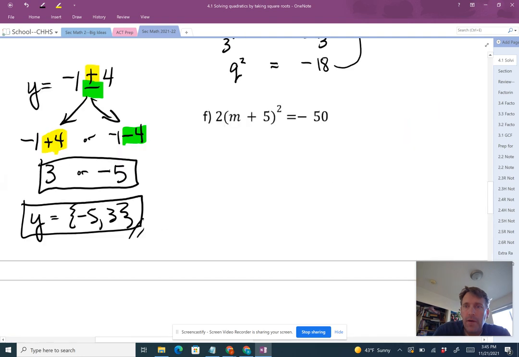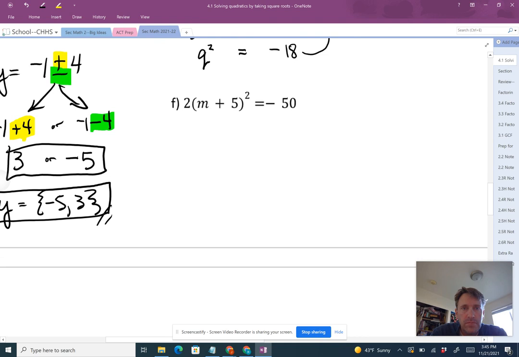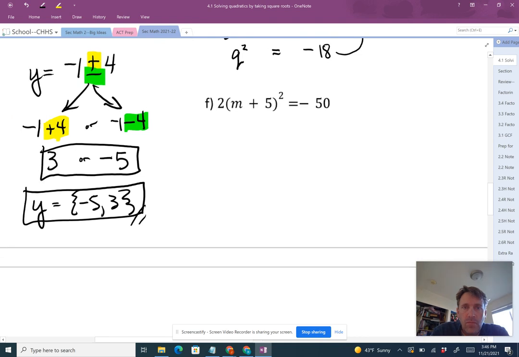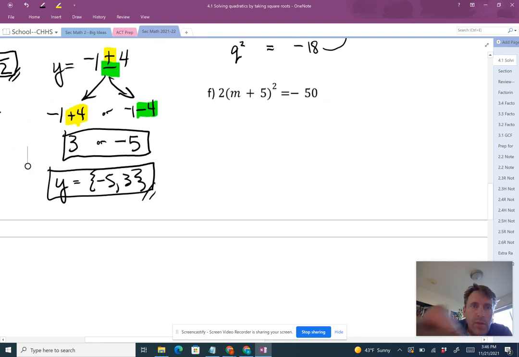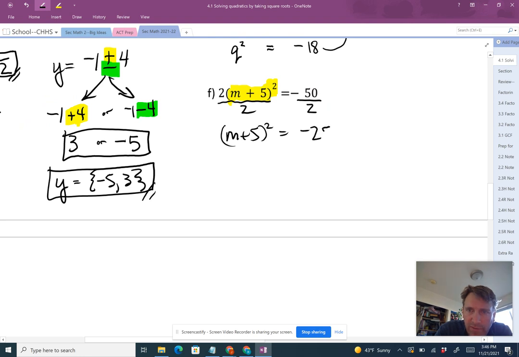And then finally F. We've got our part that is inside the square. The squared part is just this part that I've highlighted, just m plus 5 quantity squared. So we need to get rid of that 2, and it's multiplying the parentheses. So the opposite of multiplying by 2 is divide by 2. So we divide both sides by 2 and we get m plus 5 quantity squared is equal to negative 25.